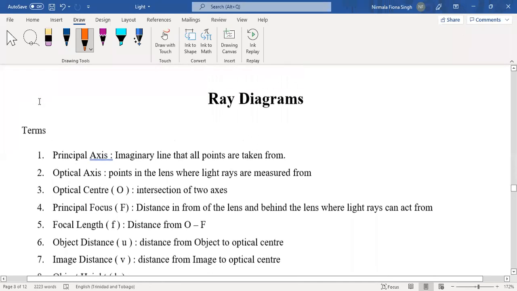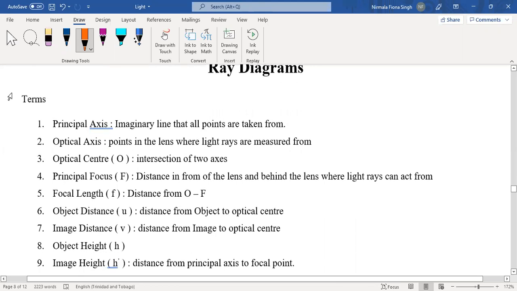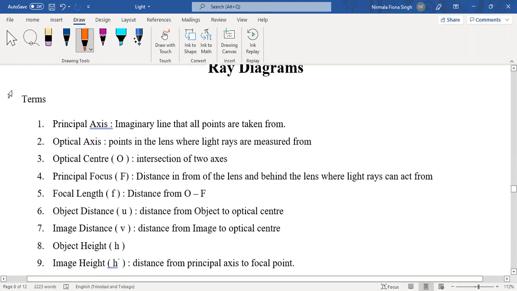Ray diagrams are a very important part of lenses. This is how we determine how your lens works. This is how they determine properties of a lens, by using a ray diagram to draw out and sketch out and see how things work. So here you're going to have some terms that you need to learn. Quite a few terms, but you're going to realize they are kind of self-explanatory. So we have a principal axis.